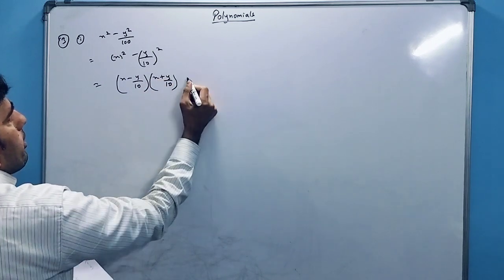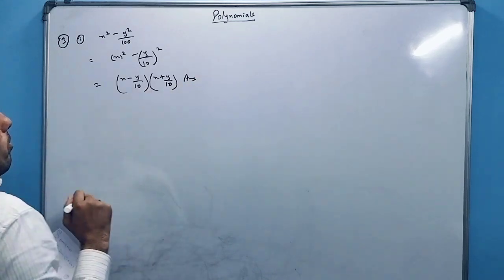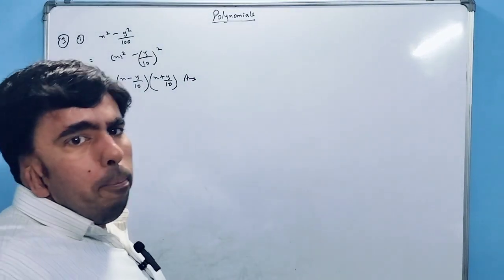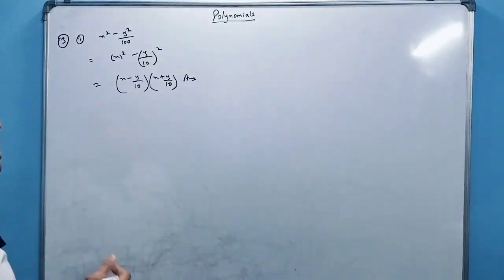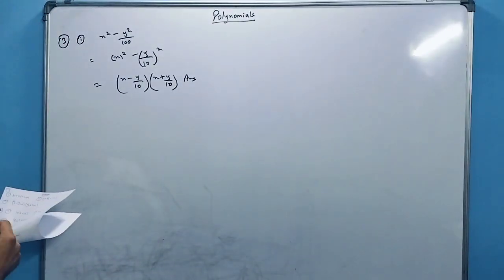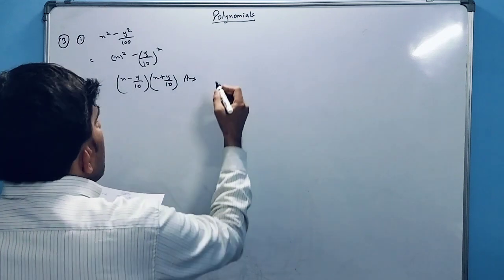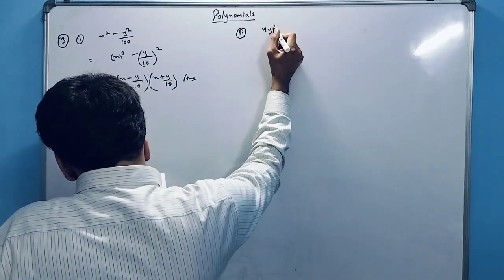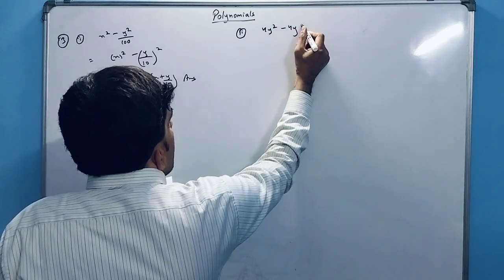Okay, so that is how we can easily solve the numerical using the identity, that is a square minus b square, that is (a minus b)(a plus b). Okay, so this is what they have given. Now the second one, let us try to solve 4y square minus 4y plus 1.